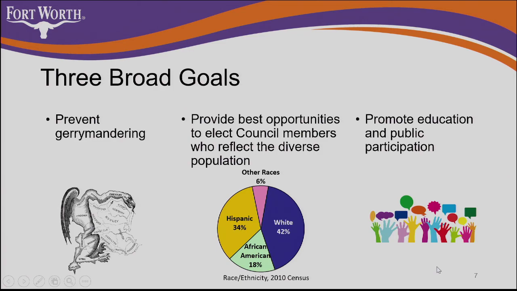We want to provide the best opportunities to elect council members who reflect the diverse population of Fort Worth. Fort Worth not only has grown in general population, but has become increasingly diverse. As of the last census, we were already a majority-minority city, if you think of persons of color as minorities. Hispanics represented 34% of the population, probably a greater percentage today. African Americans, 18%, other races, 6%. The task force wanted to be sure that in drawing the district boundaries, we would do as much as we could to provide fair opportunities for all segments of the population to gain fair representation. And finally, they wanted to emphasize the promotion of education and public participation, as we're doing tonight.